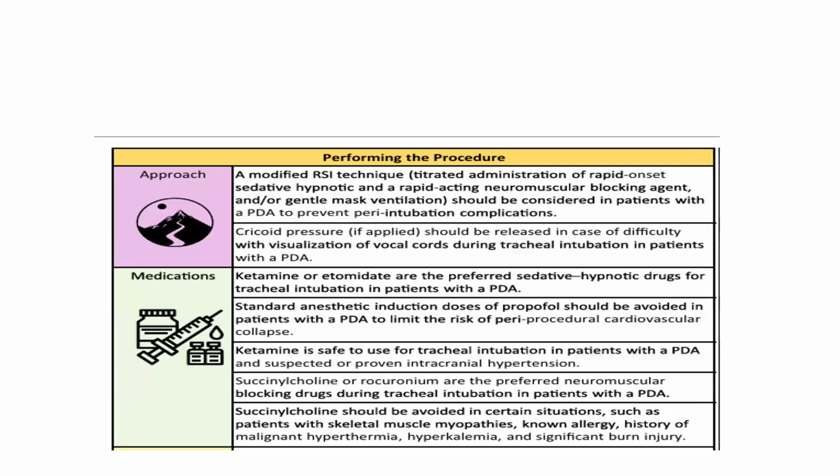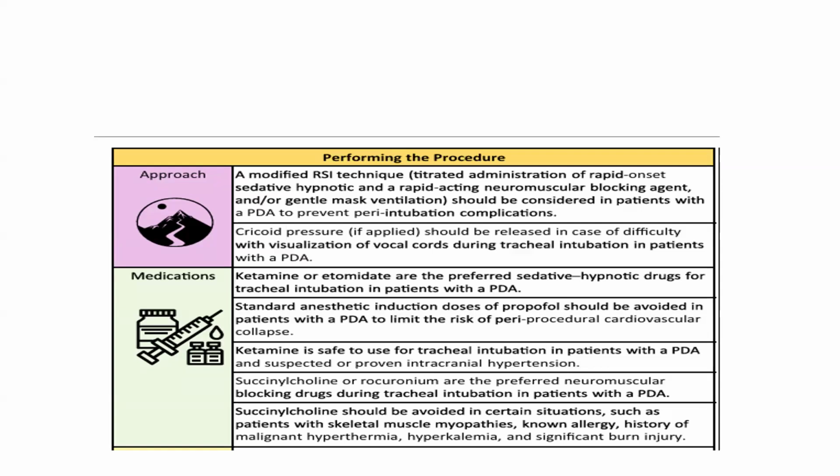Now about performing the procedure. A modified RSI technique, that is titrated administration of a rapid onset sedative and hypnotic, rapidly acting neuromuscular blocking agent, and gentle mask ventilation should be considered in patients with this type of airway to prevent peri-intubation complications. Cricoid pressure should be released in case of difficulty with visualization of the cords during tracheal intubation in patients with physiologically difficult airway.